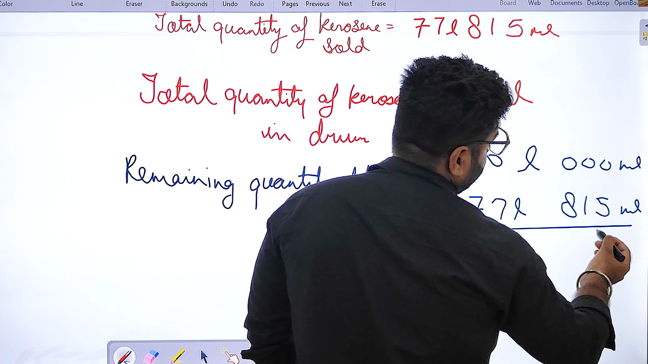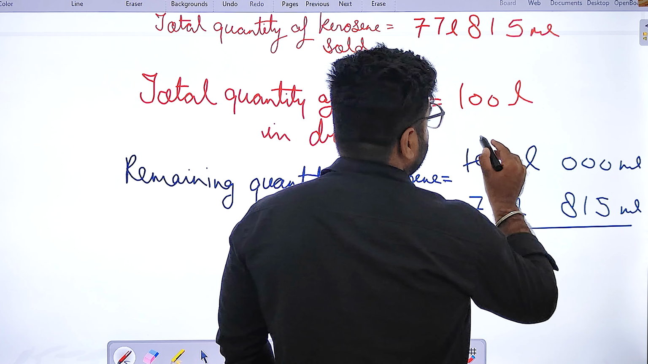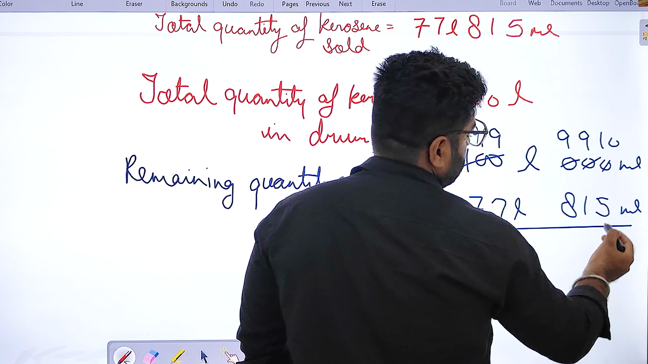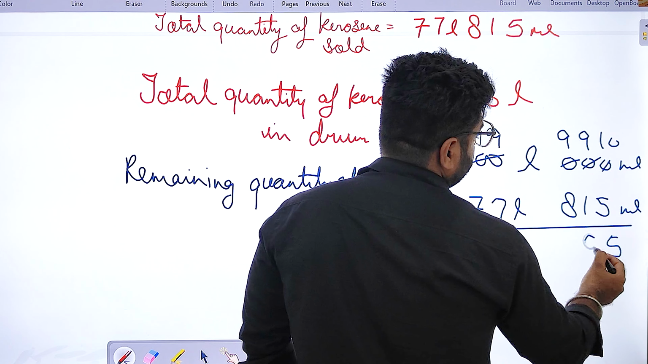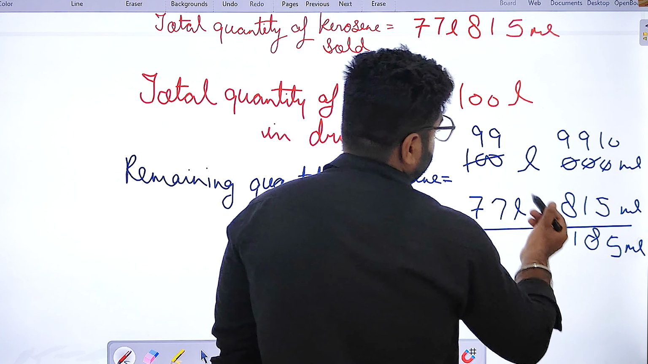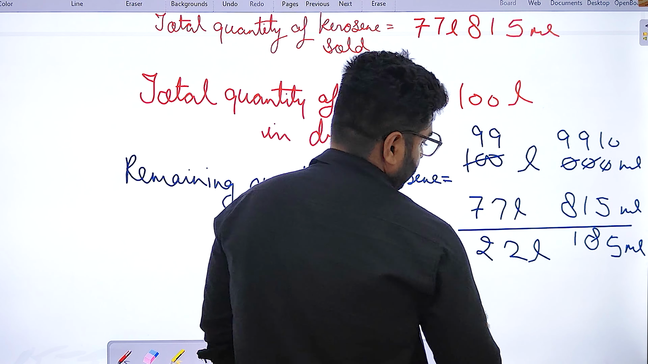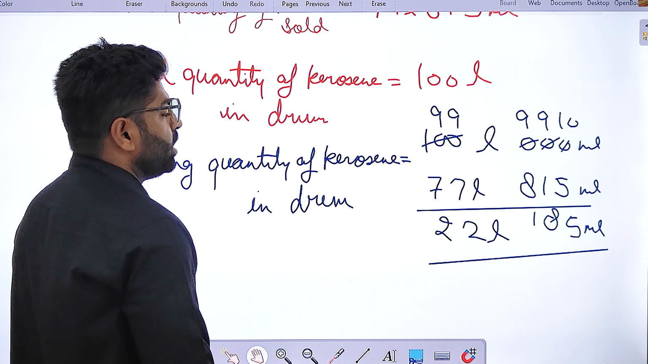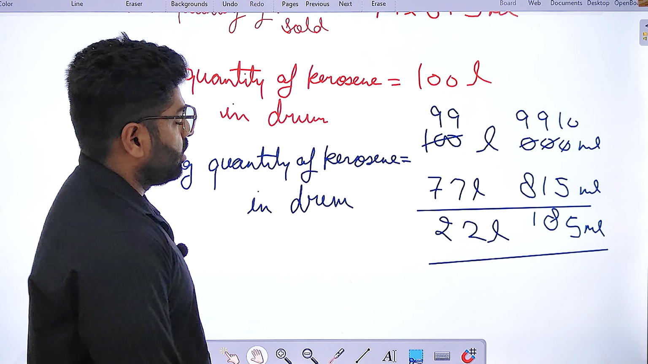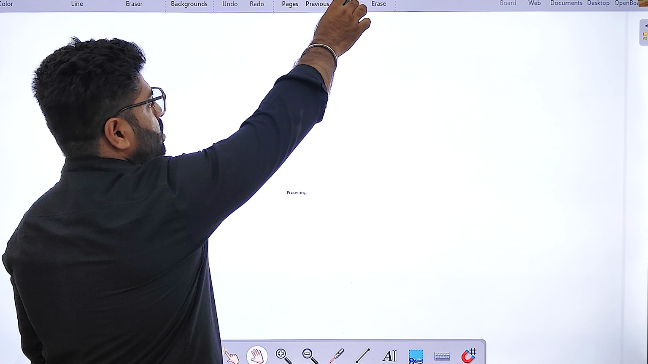So if we look here, we have to take a carry. We are carrying 1 here. Now we are going to subtract this part. So here we are having 22 liter and 185 milliliter of kerosene left in our drum. Clear? So in this way you are going to solve these types of questions.